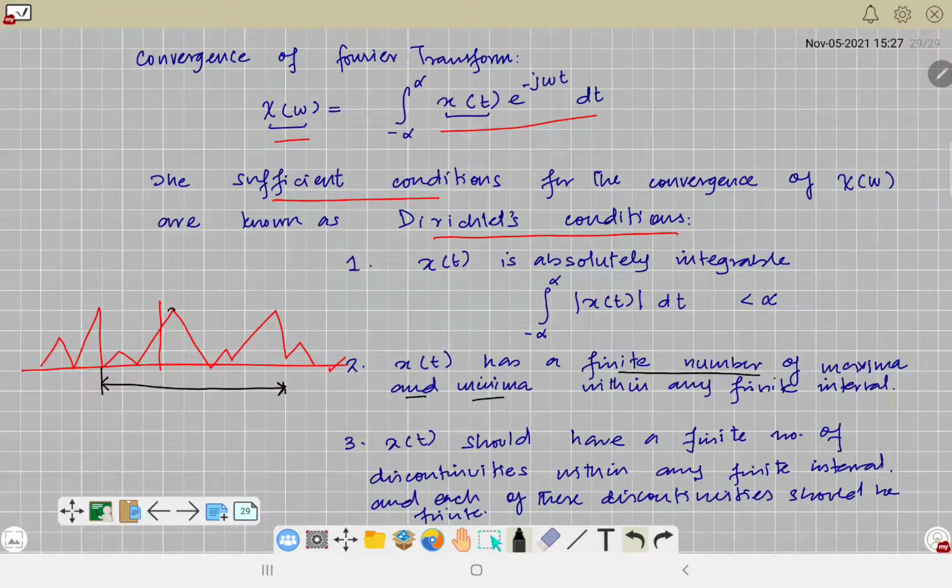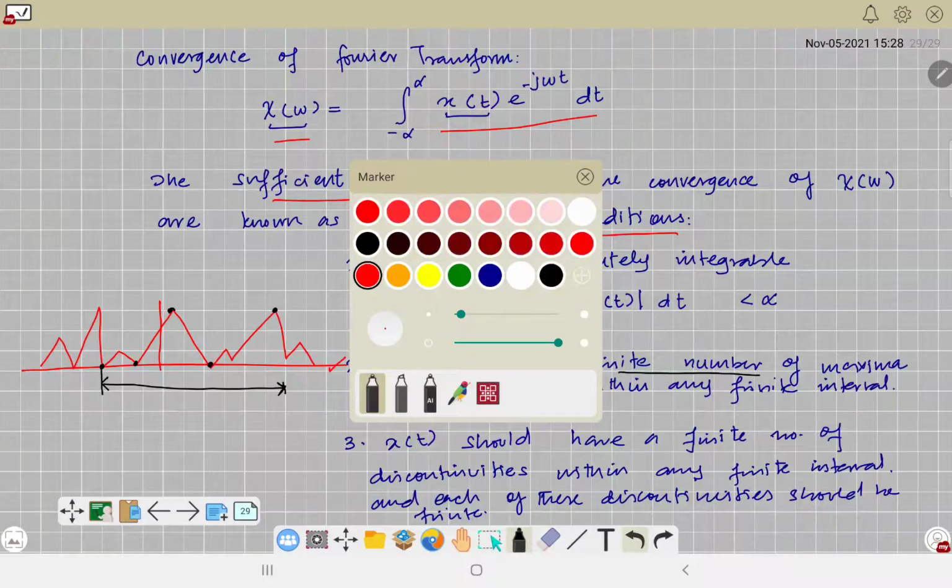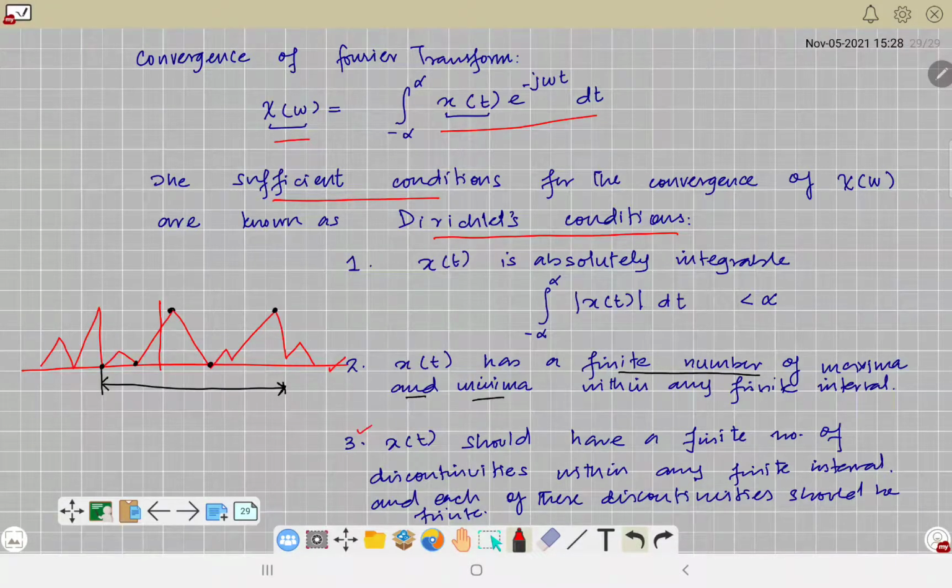So if you analyze, you have one maxima here, two maxima here, so you have two maxima, which is a finite number. Similarly, as far as minima are concerned, one minima, two minima, third is here, so you have three minima. So these maxima and minima for any finite interval should be finite in number. This is one of the Dirichlet conditions. Then second, x of t should have a finite number of discontinuities within any finite interval.